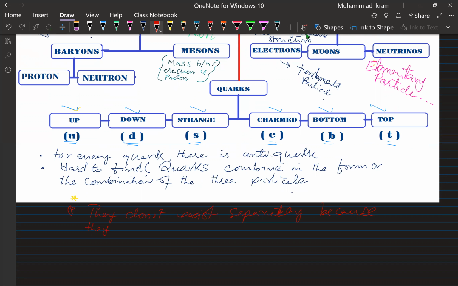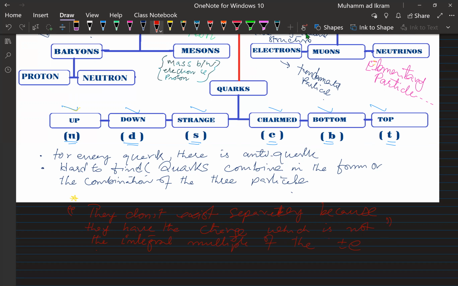What sentence can I tell about this? They have a charge which is not an integral multiple of the fixed value, which is not an integral multiple of the charge on the electron, plus or minus e. It is not the integral multiple of this.